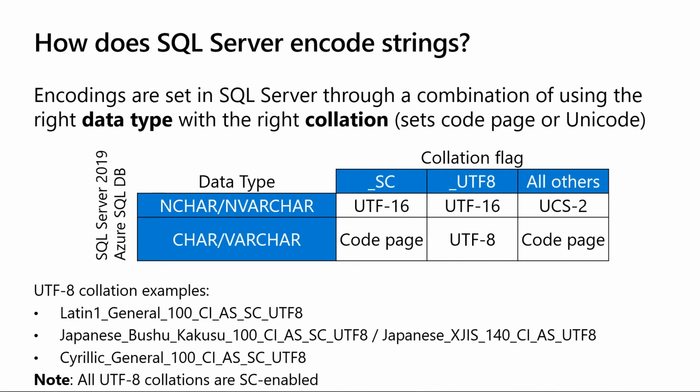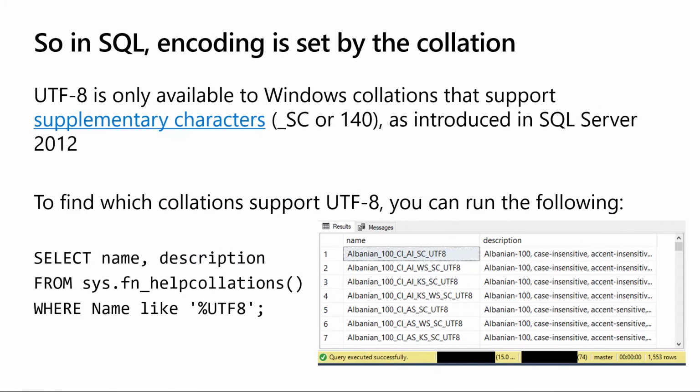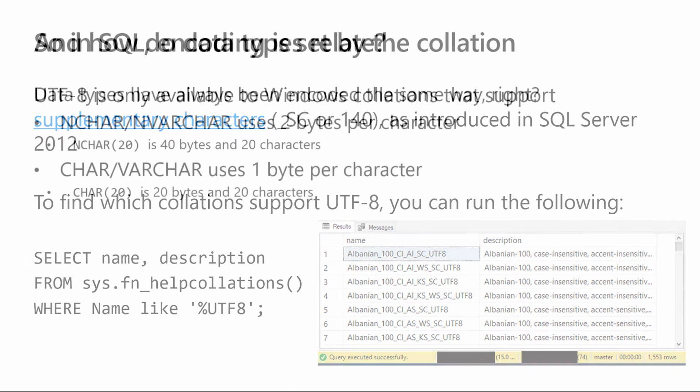Here's a few examples of UTF-8 collations. You see that by adding a suffix UTF-8, you get the capability of using UTF-8 encoding with a char or varchar data type. If you want to know the collations that you have available in SQL Server that are UTF-8 compatible, you can use the query here on the screen. Basically, all Windows collations that are supplementary character compatible have a UTF-8 counterpart. So you are all set there.